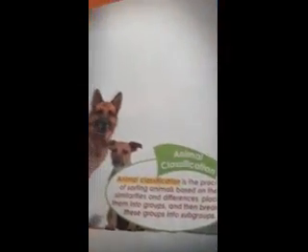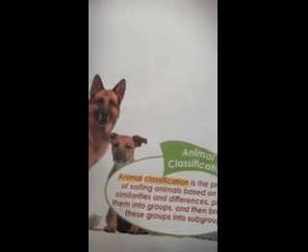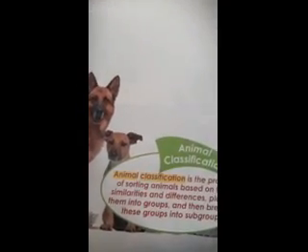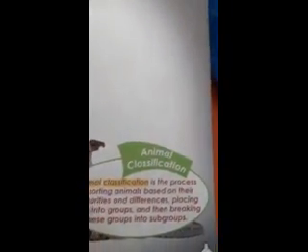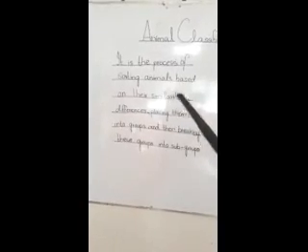Okay, so it is basically the process by which we sort animals and place them according to their similarities and differences, and then we break the main groups into subgroups based on the same traits or features. So what is animal classification? Animal classification is the process of sorting animals based on their similarities and differences.